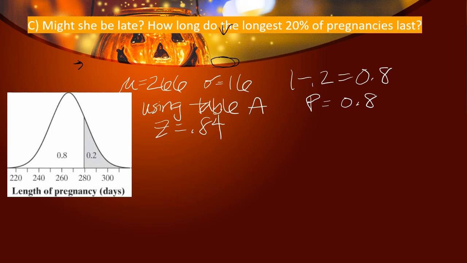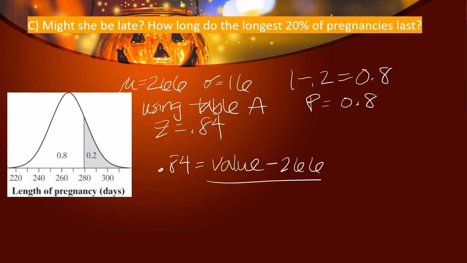Well, that's great. I want to know what the longest amount of time is, though. So all I have is a z-score. So now I need to solve for my value. So I'm going to set my z-score equal to the formula of value minus my mean, 266, divided by 16. So I'm going to multiply both sides by 16, and this side is going to be 13.44, and this side is going to be x minus 266.